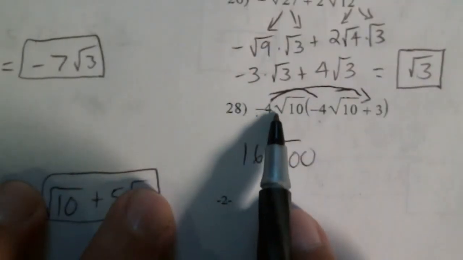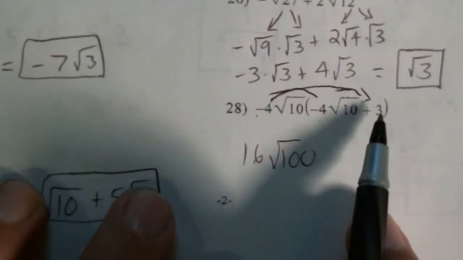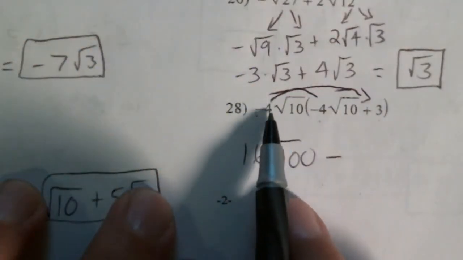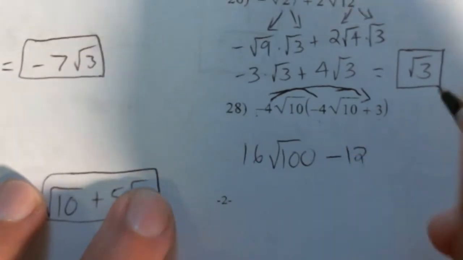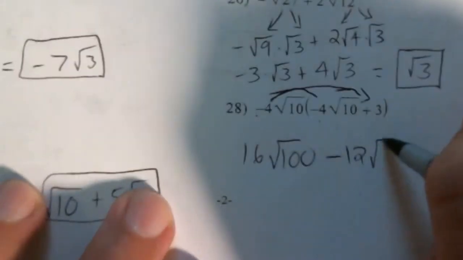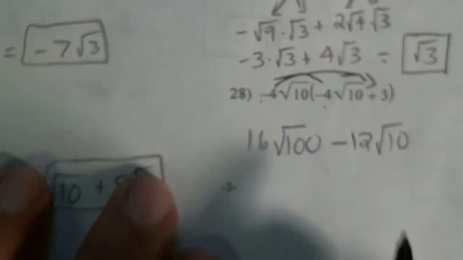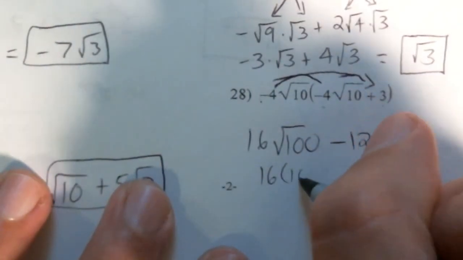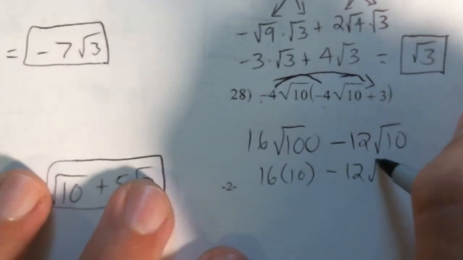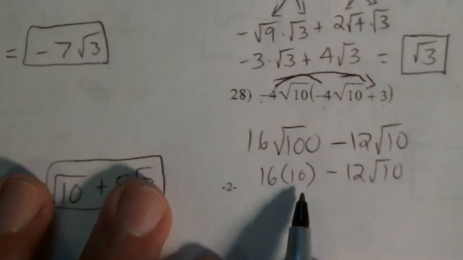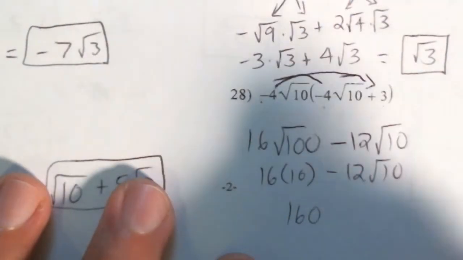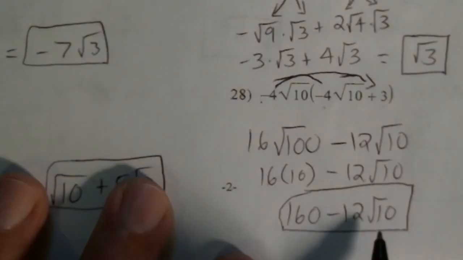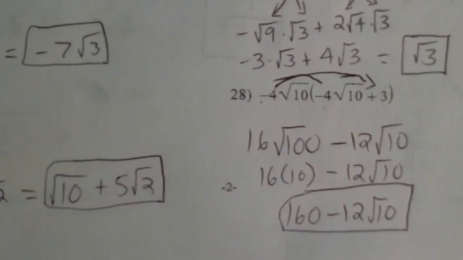Now I've got to distribute negative 4 root 10 to the positive 3. Signs, negative times a positive is a negative. Coefficients, negative 4 times 3 is 12. And then root 10 times 1 is just root 10. Okay. Now the square root of 100 is 10. So this is just 16 times 10 minus 12 root 10. And 16 times 10 is simply 160 minus 12 root 10. And I cannot do anything else with root 10 because there's no perfect square that goes into 10.